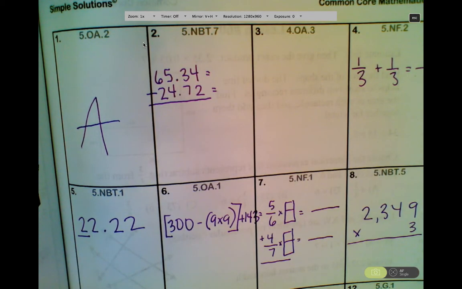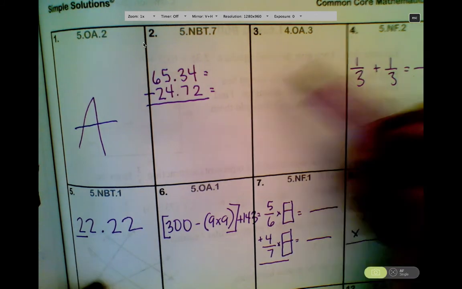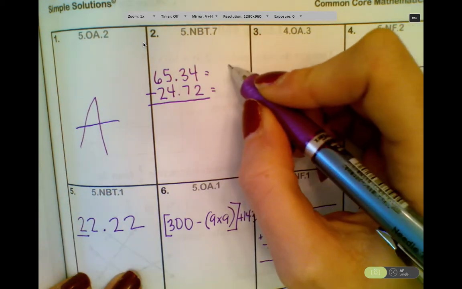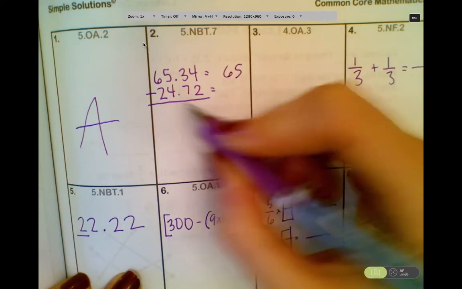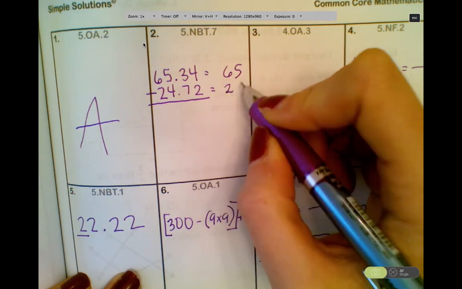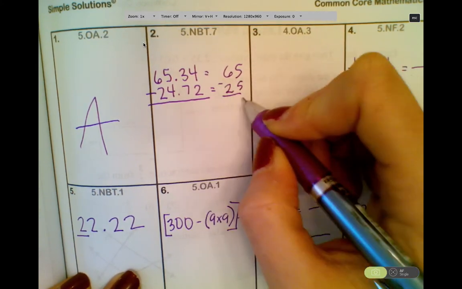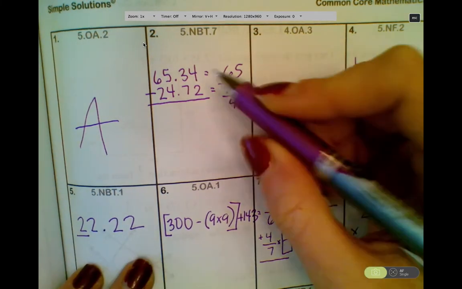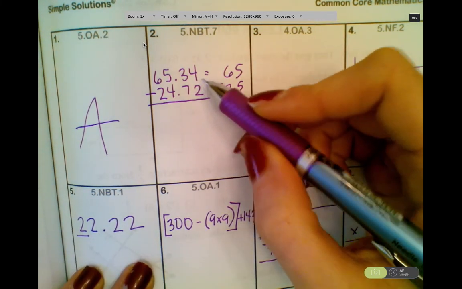Number 2. Estimate first, then give the exact difference. 65 and 34 hundredths would round to 65. 24 and 72 hundredths would round to 25. 65 minus 25 is 40. Now we'll find the exact difference.